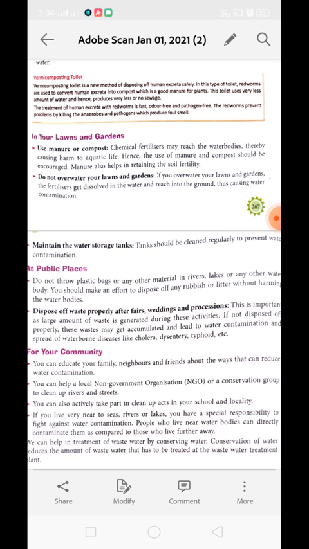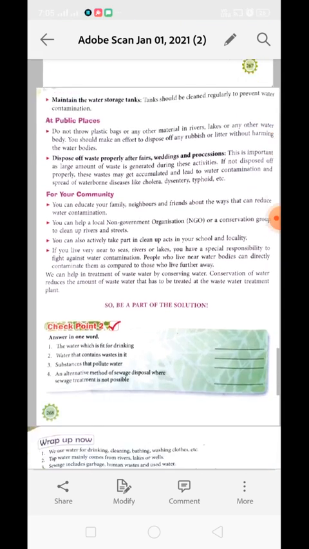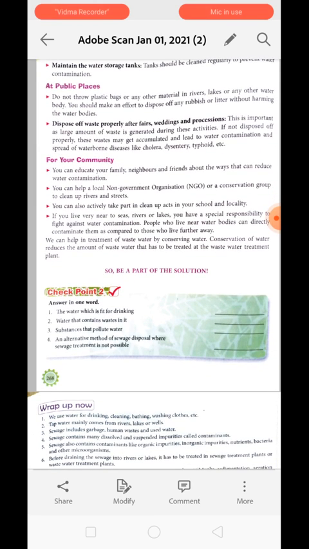Now next is, maintain the water storage tank. You have to maintain a water storage tank. The tank should be cleaned regularly at a small interval of time, so that the water can be contaminant free. Understood? The tank should be cleaned regularly to prevent water contamination. The tank which we are using in our home to store the water should be cleaned properly at particular interval of time. Now at public places, what can we do?